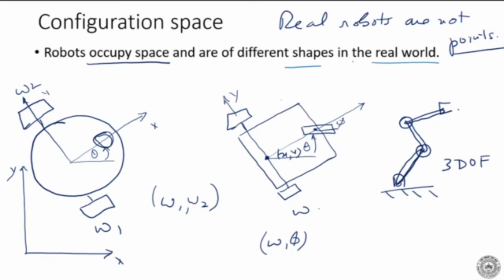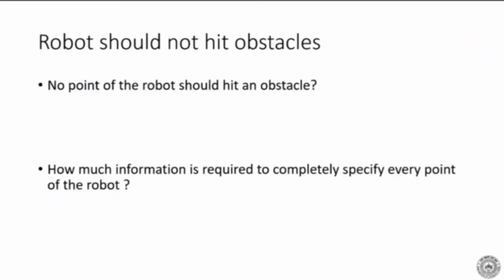Now, when we are doing path planning, in the case of the bug algorithm we had a mobile robot with a sensor in front. What is the objective of path planning? The objective is that the robot should not hit obstacles. That is English language. What is the meaning of this? In terms of geometry, it means that no point of the robot should be inside an obstacle.